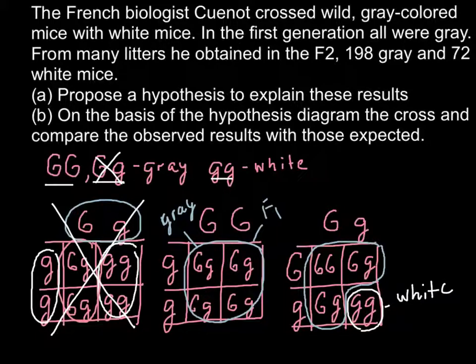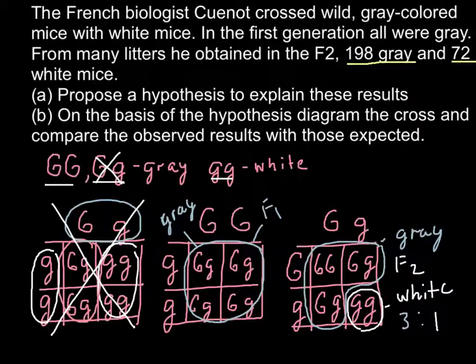And this is going to be the F2 generation, and this is going to be gray. So as you see, this is a 3 to 1 ratio, 3 gray to 1 white. Now let's check our data in our problem, where we are told that 198 were gray in the F2 generation and 72 were white mice.